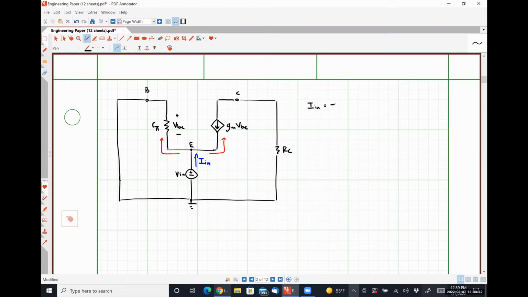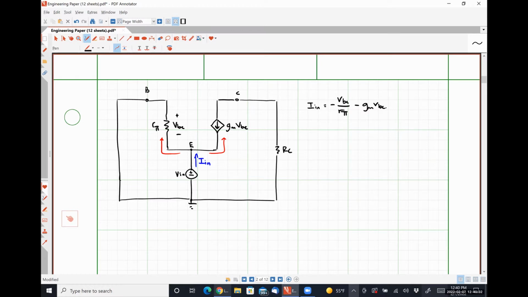is just negative VBE over R pi minus GM VBE. Everybody okay with that? That's the current flowing to the left and up through the resistor R pi, since it's flowing into the negative polarity terminal first. That's why we have a negative sign. Then our GM VBE term, we get a negative sign because the direction of current flow is opposite to what is being supplied by our source. Okay.